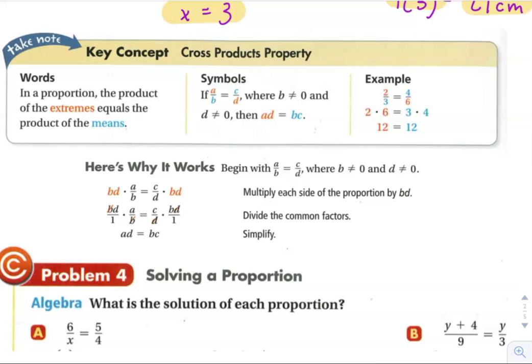Right, we often will see these circled. You can multiply A times D and B times C. You can set them equal to each other. All right, and they show you an example here.